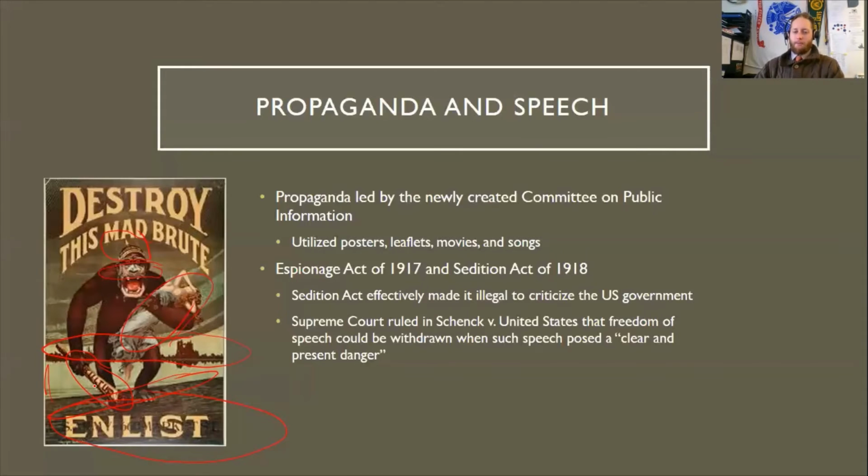There is going to be a Supreme Court case, Schenck versus United States, that effectively ruled that the freedom of speech can be withdrawn when such speech poses a clear and present danger.